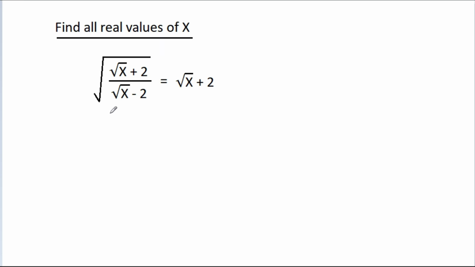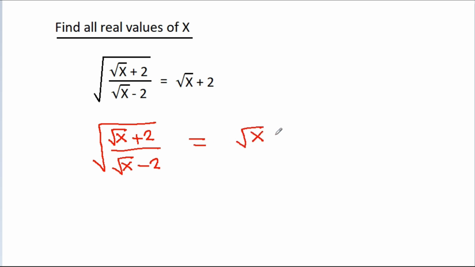In this video, we have been given that the square root of (√x+2)/(√x−2) is equal to √x+2. Then we have to find all real values of x. So we have the square root of (√x+2)/(√x−2) is equal to √x+2.